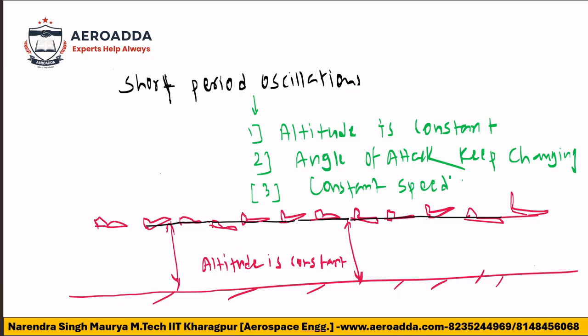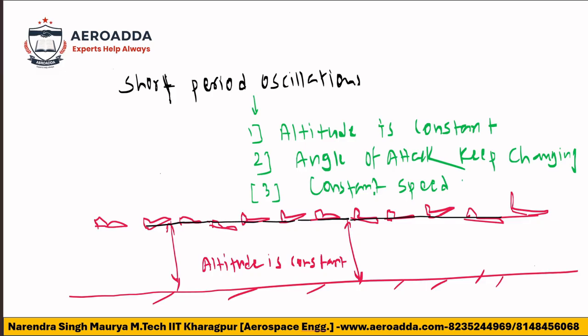Okay, this is usually highly damped. Highly damped means very fast. It will go up, it will go down, like that it will be happening. That is what happens in short period oscillation. Now the most important thing here, as I have told you, is the damped oscillation in pitch: it goes up, goes down, nose up, nose down, but the altitude stays constant. Please remember this diagram, then you will get it.